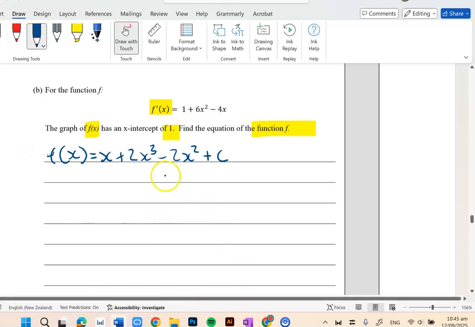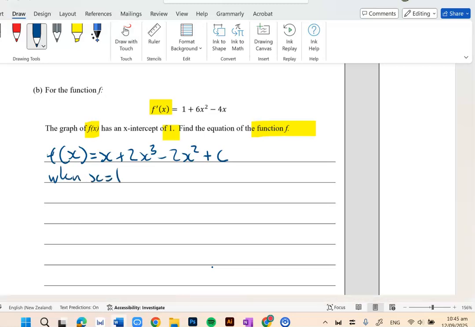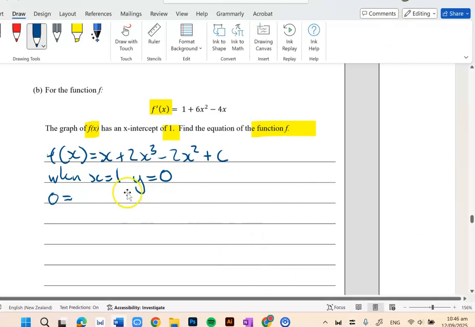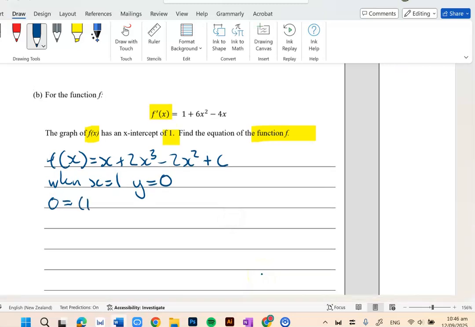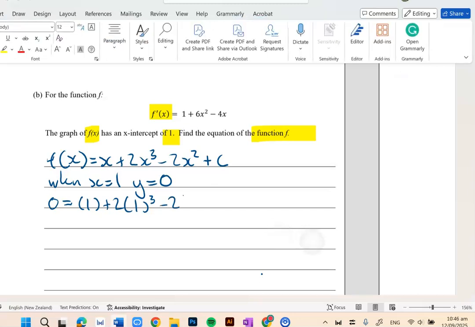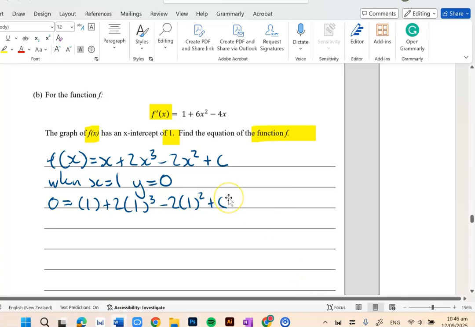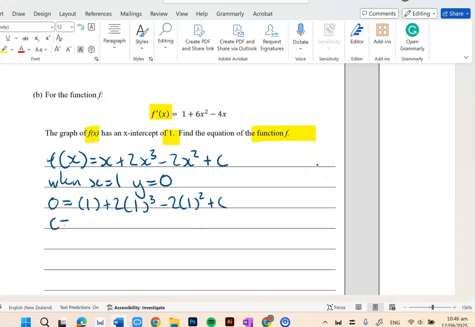Now also keep in mind that if x is equal to 1, our y value is going to be 0. So we have to make this whole thing equal to 0, or else we won't get it right. So 0 equals, if we plug 1 into this equation, we will get 1 plus 2 times 1 cubed, minus 2 times 1 squared, plus c. And if you do all of that, and you make sure you move the number to the other side, you should get c equals negative 1.